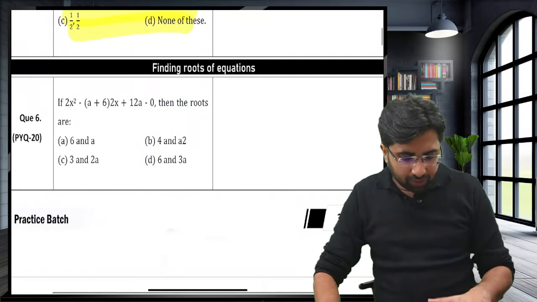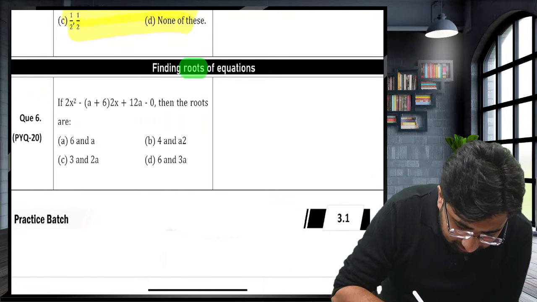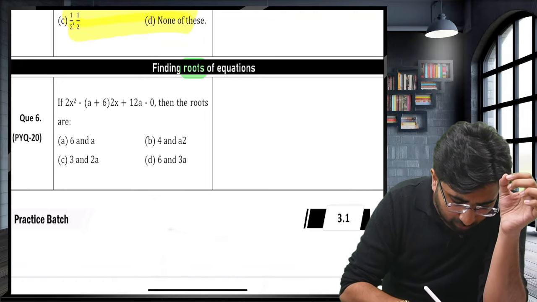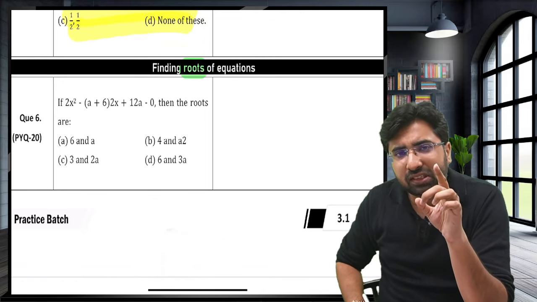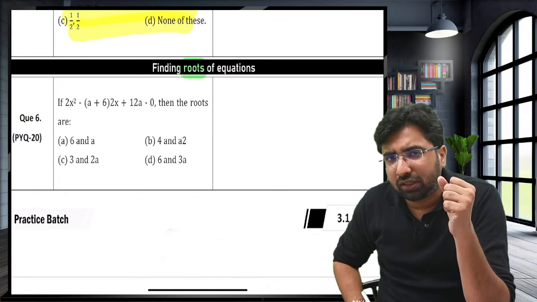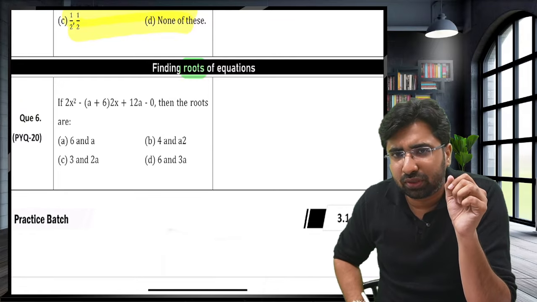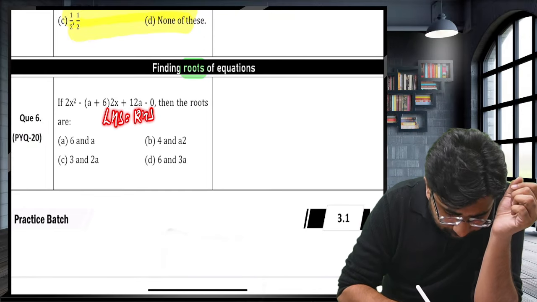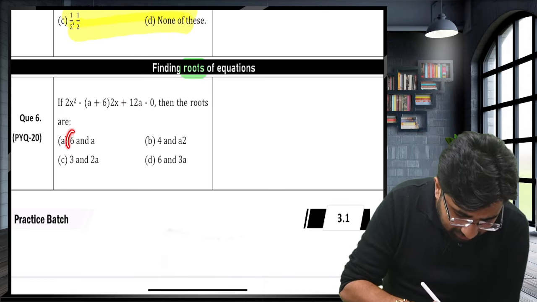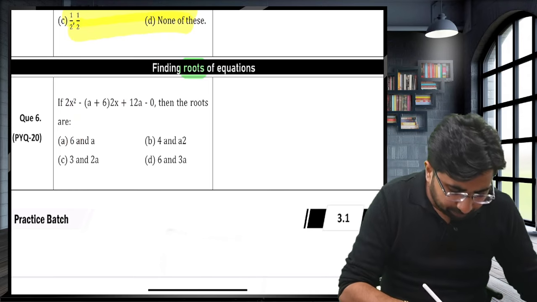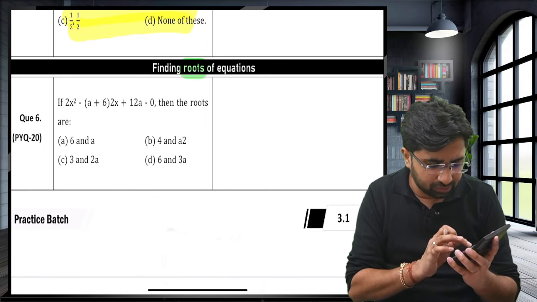Now, finding the roots. They are asking the roots. We know how to get the roots of a quadratic by using the factorization method. But here you have the variable, so you can't factorize. So we will go from option to question. The option that will give you LHS equals to RHS, that option will be correct. Let's check for 6. I will put 6 in the place of x. 6 square, 36, into 2.